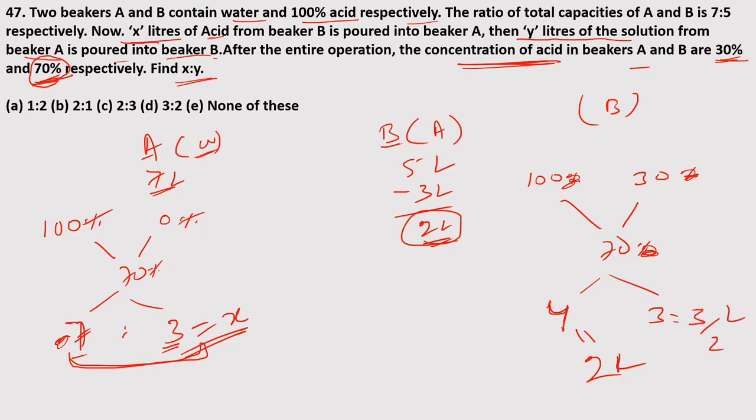3 by 2 liters, right? And this is basically the part that has come from A. So this is basically Y, right? So y equal to 3 by 2 and x equal to 3. It is asking the ratio of x is to y. X is 3 and y is 3 by 2. So this is coming out to be 2:1, right? My answer has to be 2:1.